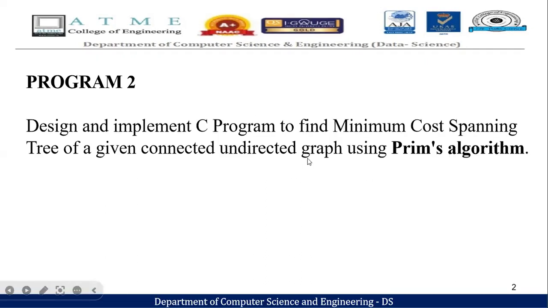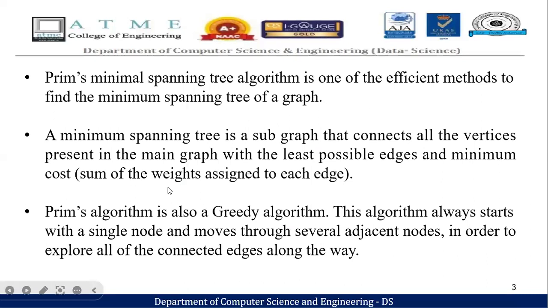Today, I'm going to explain the second lab program, that is, design and implement a C program to find the minimum cost spanning tree of a given connected undirected graph using Prim's algorithm. So let's see what is this Prim's algorithm. Prim's algorithm is a minimal spanning tree algorithm, which is one of the efficient methods to find the minimum spanning tree of any given graph.